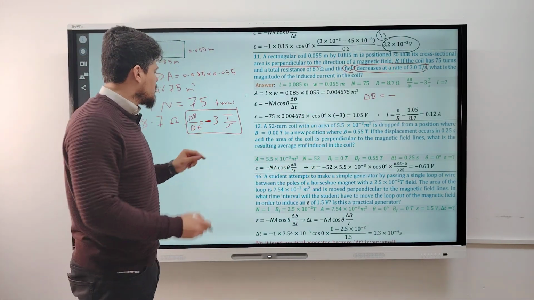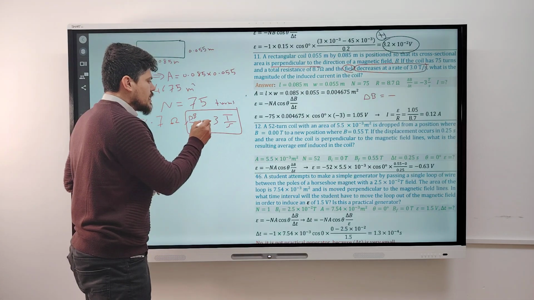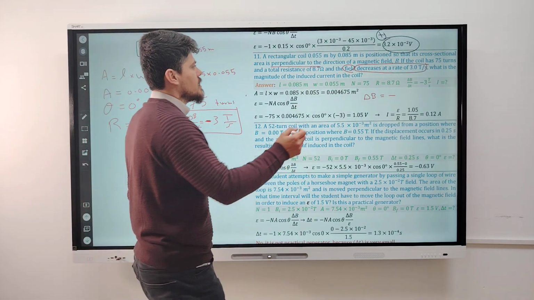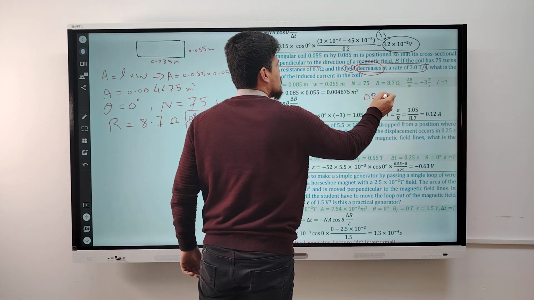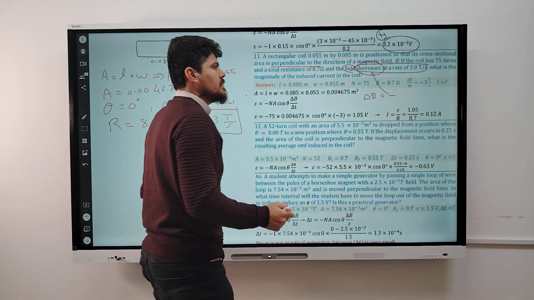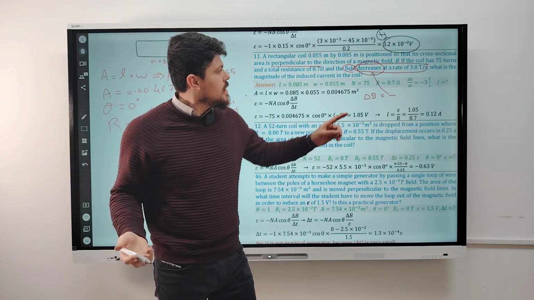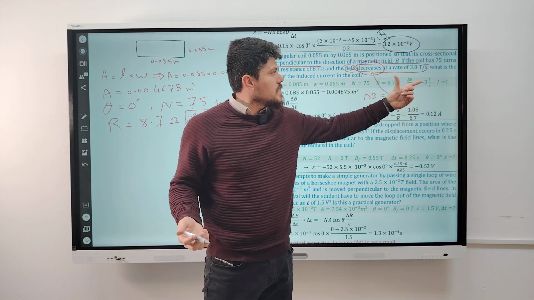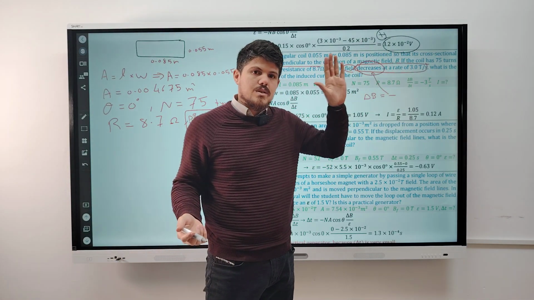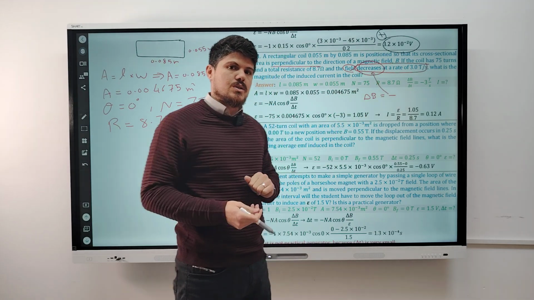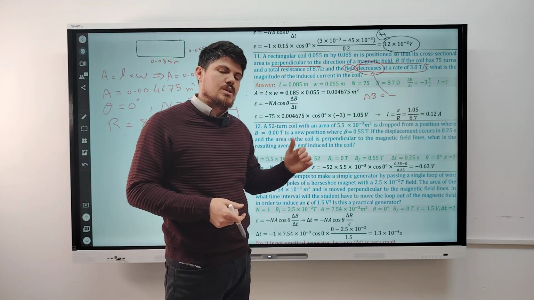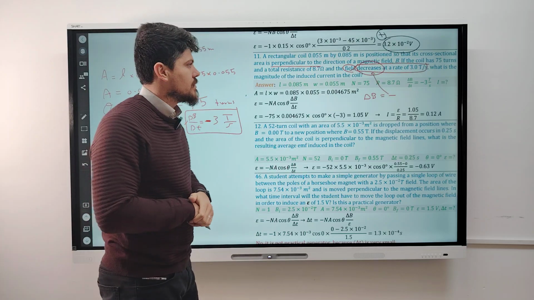Okay? What does the negative sign indicate? This negative sign indicates that the magnetic field decreases. But what happened to the magnetic field? Decreases. At which rate? 3 Tesla per second. What do you mean by 3 Tesla per second? It means that this 3 is the change in magnetic field per unit of time, as I mentioned earlier in the notes of Michael Faraday.